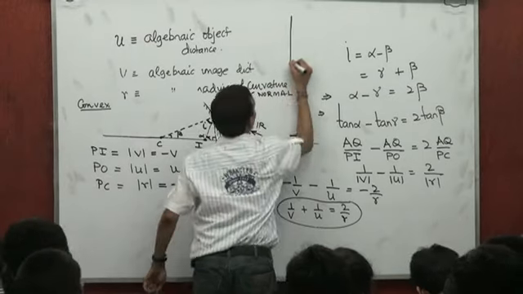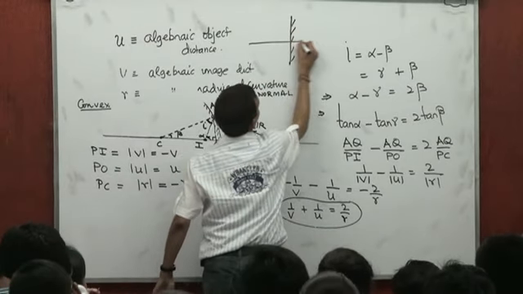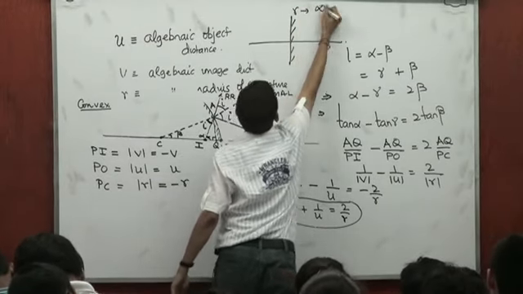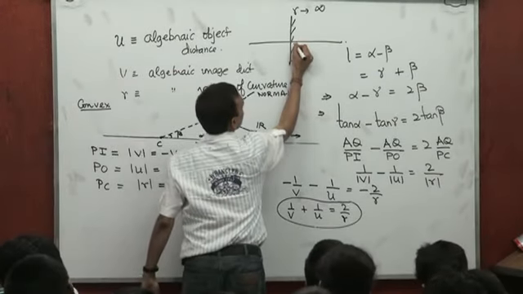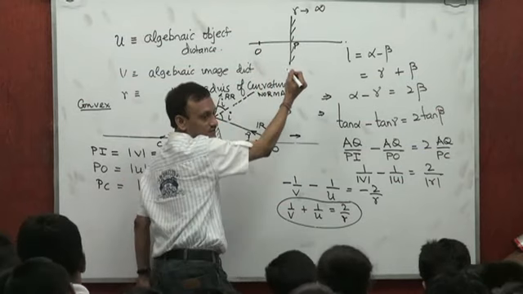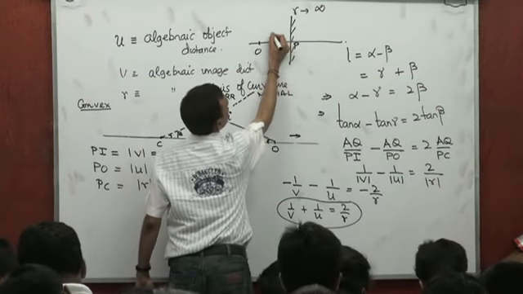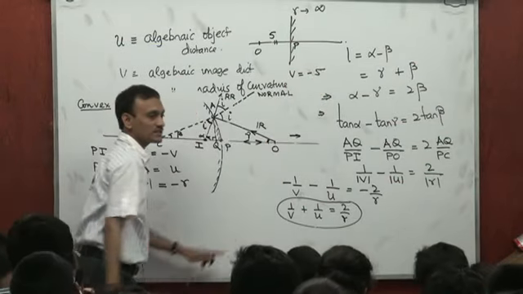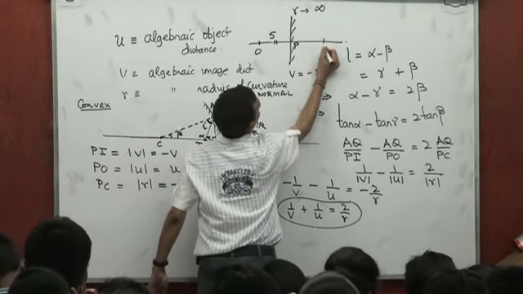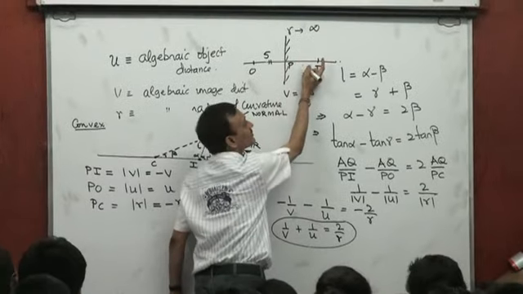Realize that this is a plane mirror. Its R is infinity. This becomes the pole of the mirror. This is the object. So if the object distance U is 5 centimeters, the image distance will turn out to be minus 5 centimeters, right? So which would be 5 centimeters in this direction, right?